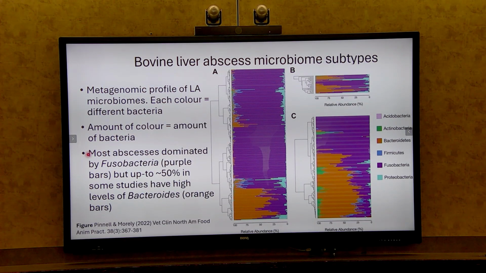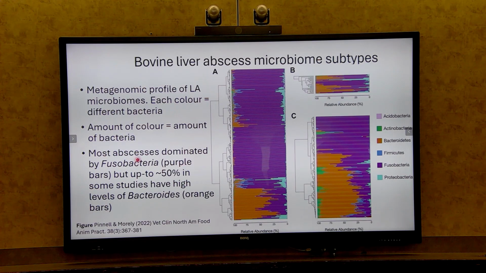So we've done some work. This is a figure that was taken from this review here by Pinnell and Morley, but we've found similar results, where if you look at the metagenomic profile of a liver abscess microbiome, each one of these colors in these bar graphs represents a different bacteria. And the size of that color is proportional to the amount of the bacteria. So the bigger the purple there is, the more of that purple bacteria, which is Fusobacterium, is found in that community.